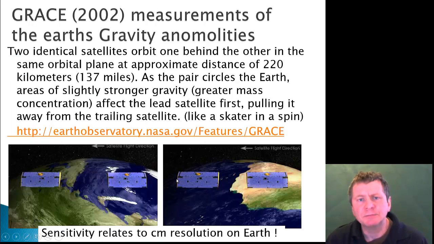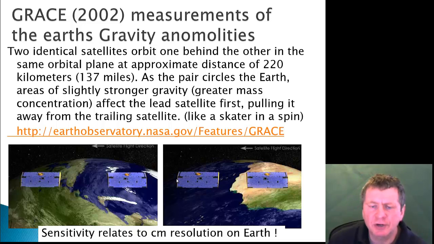A very sensitive project that was produced by NASA back in 2002 is called the GRACE project. Essentially, they launched two identical satellites, and these two satellites communicate back and forth with each other. Their primary goal is to measure the distance they are apart.